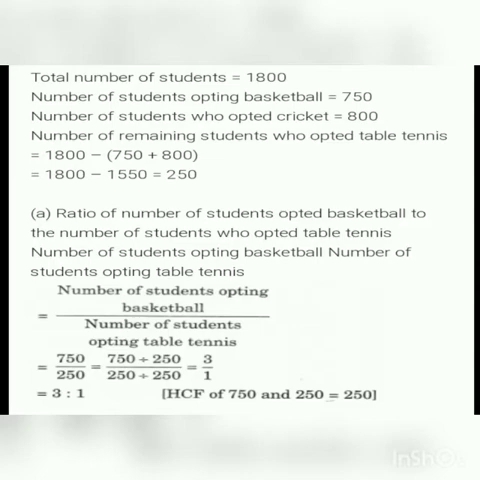You know how you convert a fraction into its simplest form. You find the HCF of the numerator and denominator, with which you can cancel down. So 750 and 250, since they are large numbers and 0 is common, either you can cancel down the 0 and then find out, or by finding directly the HCF of 750 and 250 you will get 250 as the HCF. Now from cancelling out, what will you get? 3 by 1, that is 3:1 is the ratio of the number of students who opted basketball to table tennis.